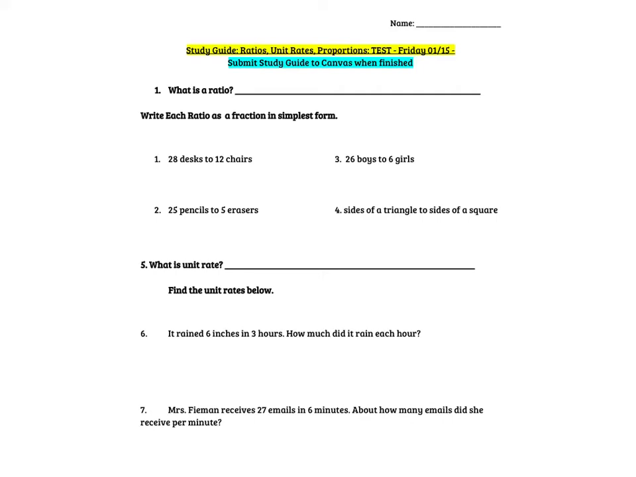Let's go ahead and check your study guide. Let's first talk about what is a ratio. Remember, a ratio is just a comparison of two amounts.